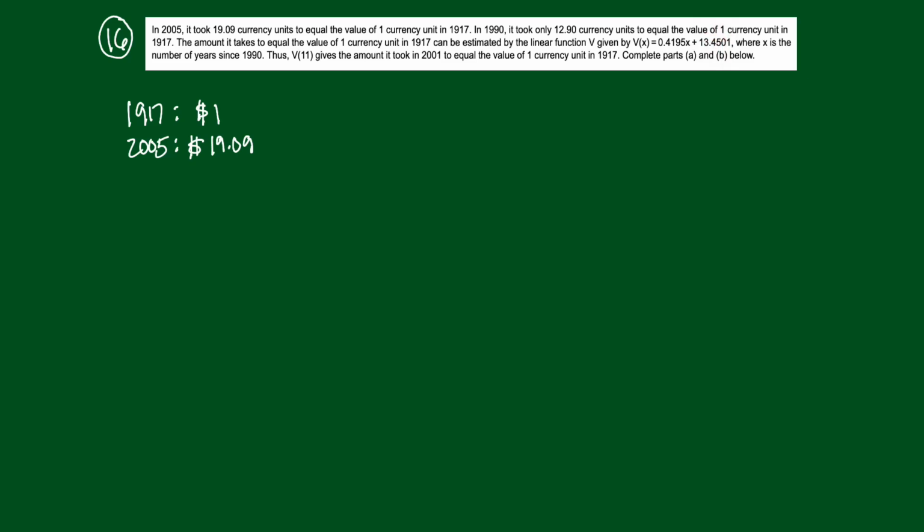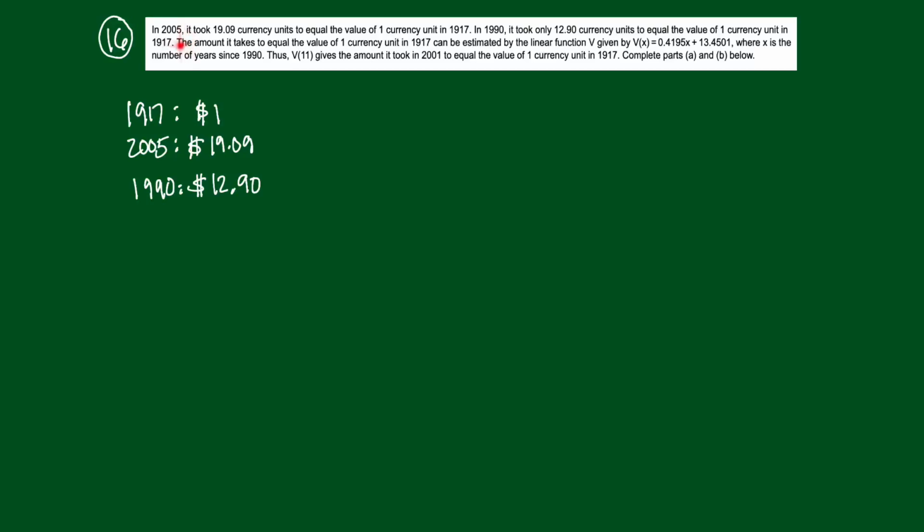All right, so now we're given this. In 1990, it took $12.90. So it looks to me like back in 1917, you buy something for $1. In 2005, it takes $19.09 to buy that same thing that you could buy for $1 then. But back in 1990, it took only $12.90 to buy that same thing you could buy for $1 back in 1917. Now, what's going on here?